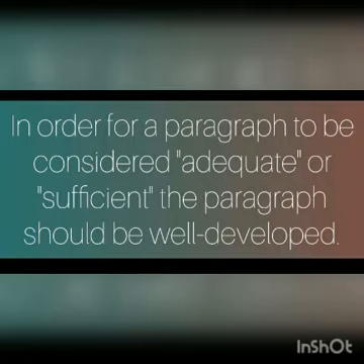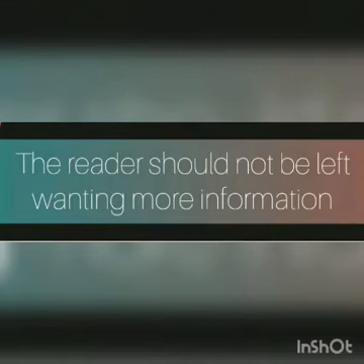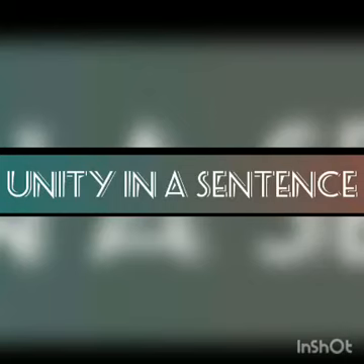A paragraph should be organized in a way that it builds appropriately. This could be by sequence of ideas or events. Additionally, transitions should be used to connect one sentence to the next, linking the ideas and concepts. In order for a paragraph to be considered adequate or sufficient, it should be well developed. The reader should not be left wanting more information, because when they read your work the first time, all the information that they need will be easily absorbed. And the paragraph should include enough evidence to support.